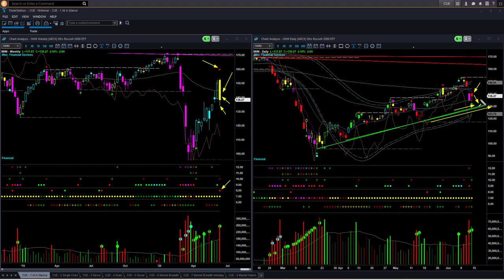Instead, if price comes to the memory trend line support and goes up from there, then you may look for a buying opportunity using the bounce trade setup. You may look for such a bounce trade either in IWM or in any of the small cap stocks.